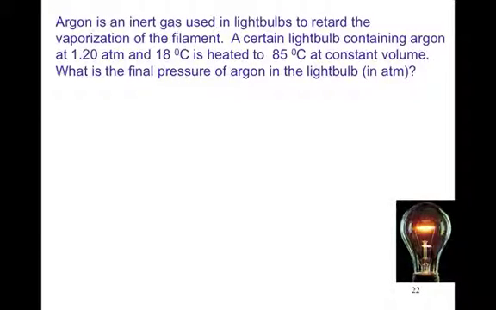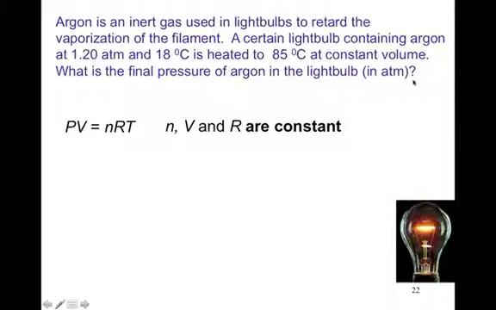So here's another one, argon, inert gas, light bulb at this pressure, 1.2 atmospheres, 18 degrees Celsius, is heated to 85 degrees Celsius at a constant volume. What's the final pressure in the light bulb? So here, there's a couple different equations you could use if you looked at that equation bank. But if it says it's at constant volume, we can probably not worry too much about the V.